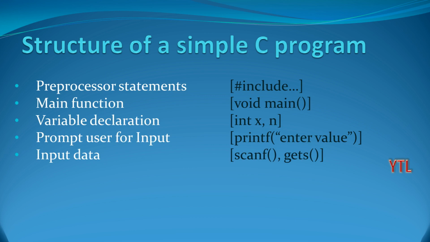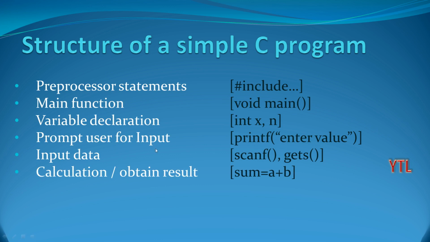When you have the input data, then we need to make the calculation and obtain the result. This is the main logic. This calculation and obtaining the result is the main part of your program. Here I have given a very simple example. It will change according to your algorithm. According to the program you are writing, your calculation step will change.